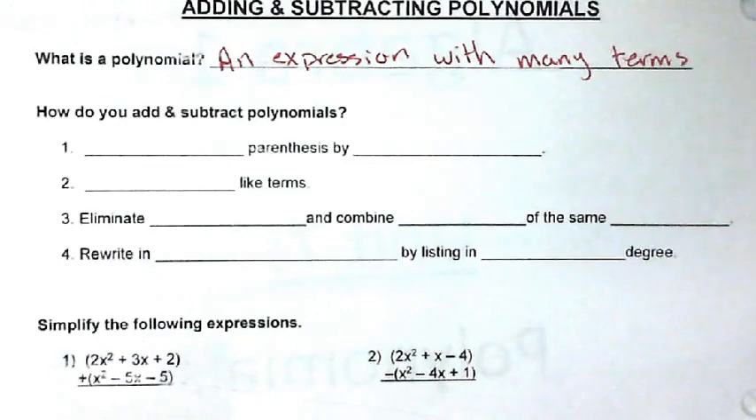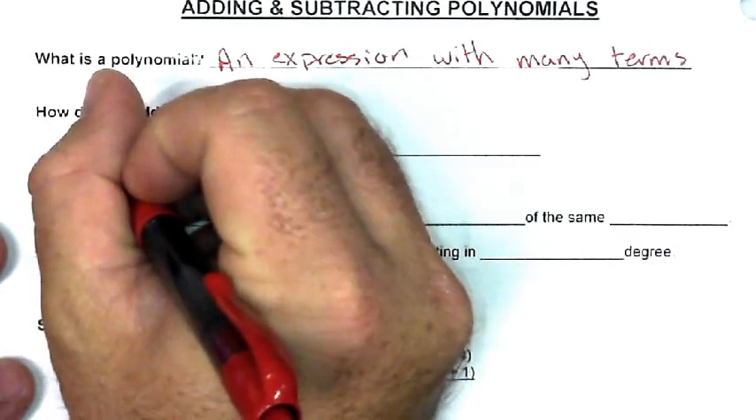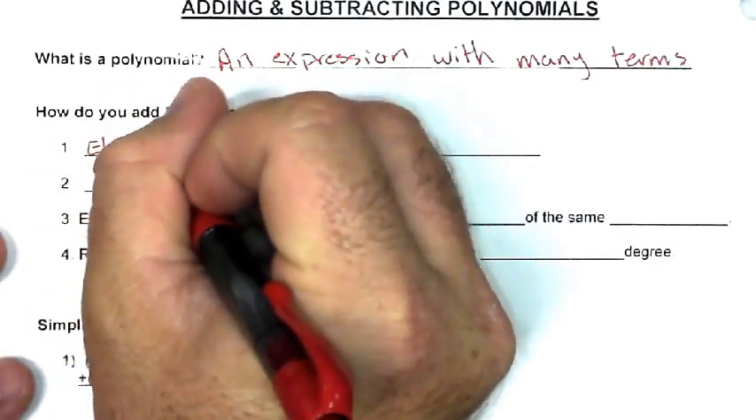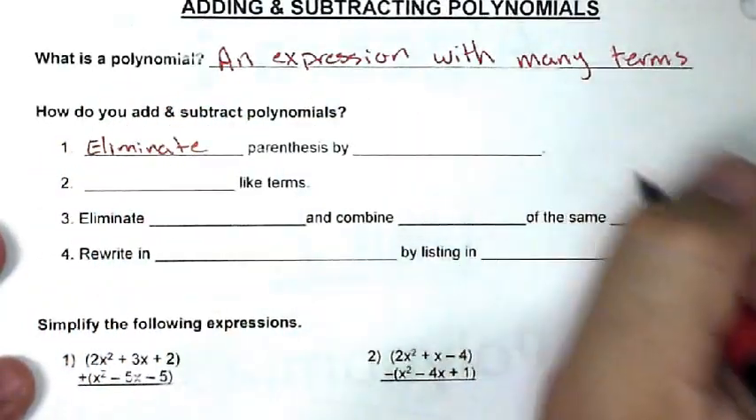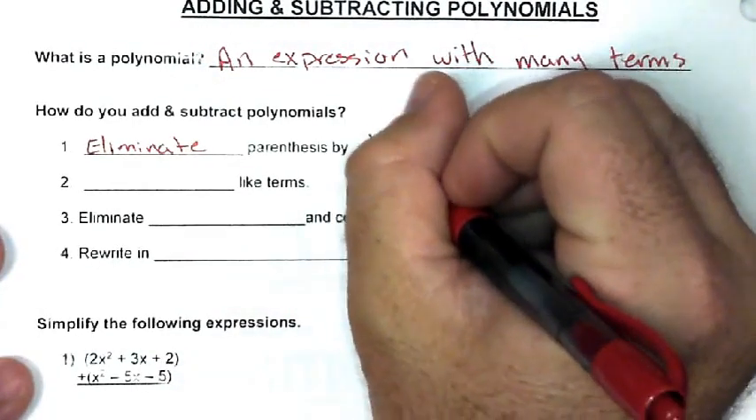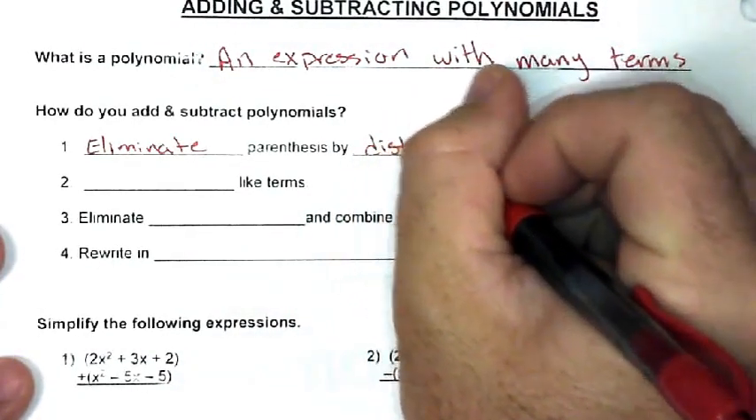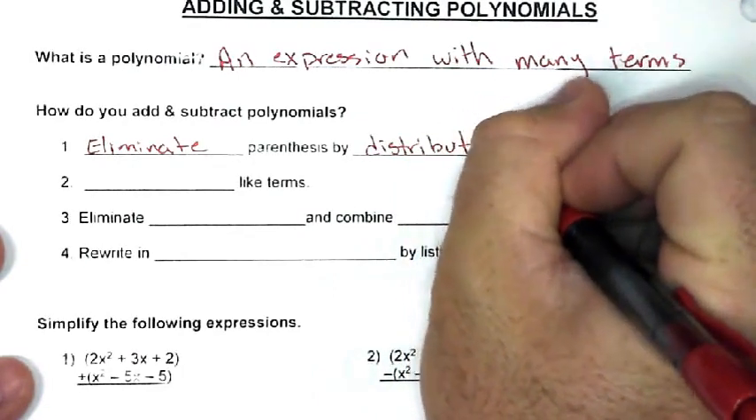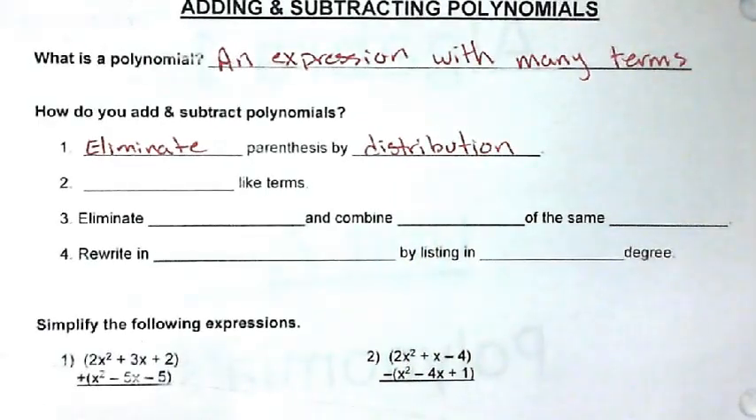The first step with polynomials is to eliminate parentheses by doing our distribution rules. That's been the first step with all of problem solving this entire semester. Step 1, get rid of the parentheses. The only way to get rid of parentheses is with distributing, and we've been doing that since the very beginning, whether it's exponents or whole numbers.